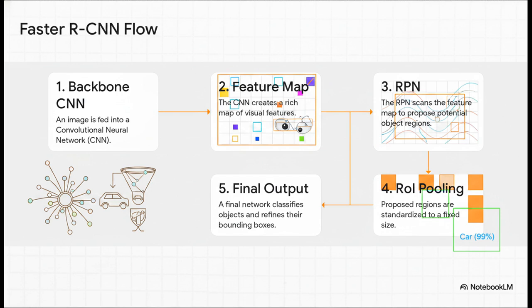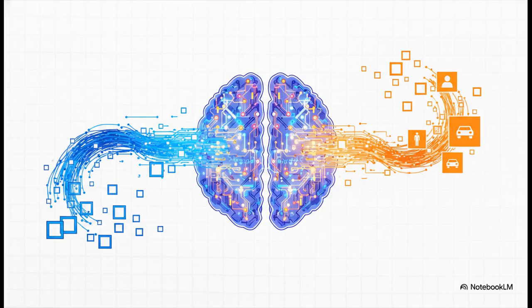Then in step 3, our RPN comes in. It scans that feature map and says, okay, I think there are objects here, here, and here. After that, a little step called RoI pooling takes all those differently shaped proposals and makes them the exact same size. And finally, the last part of the network looks at each of those neat, resized regions and makes the final decision. That's a person, that's a bike, and it also tidies up the bounding box to make it a perfect fit.